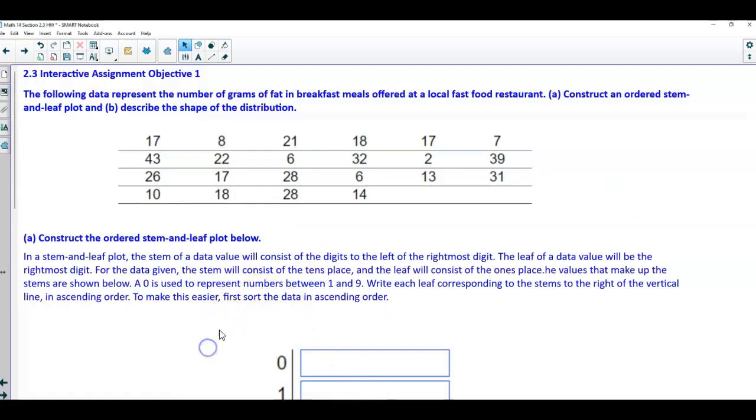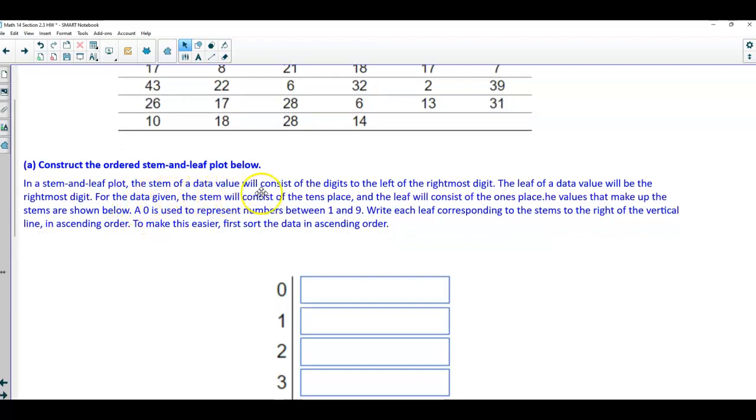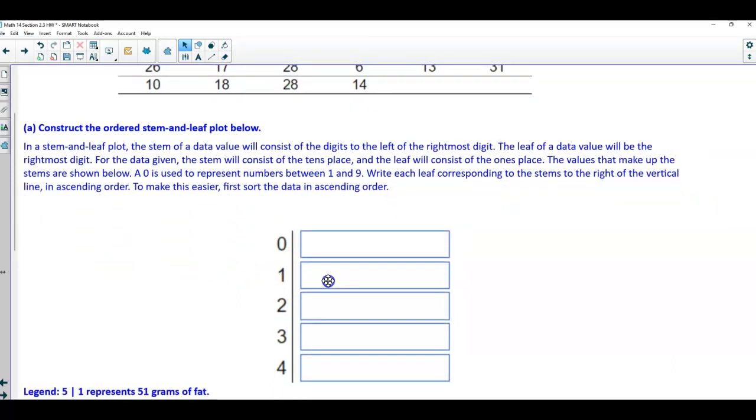Now, here we have our data. In a stem and leaf plot, the stem of the data value will consist of the digits to the left of the rightmost digit. The leaf of a data value will be the rightmost digit. For the data that's given, the stem will consist of the tens place, and the leaf will consist of the ones place. The values that make up the stems are shown below, where we have 0, 1, 2, 3, and 4.